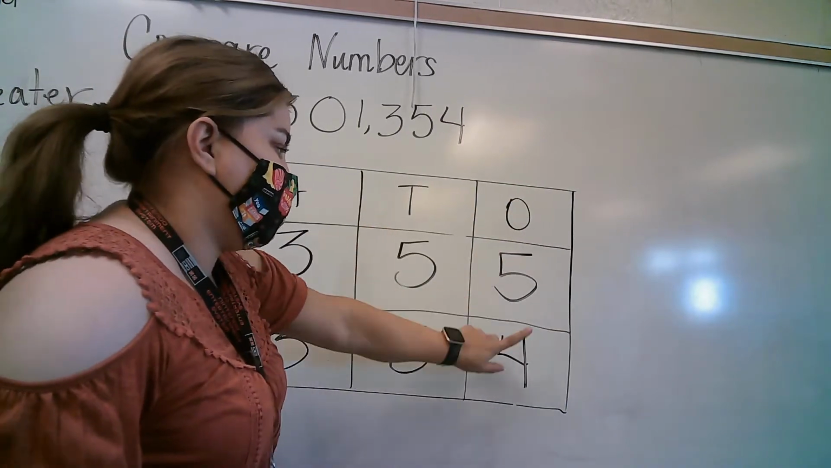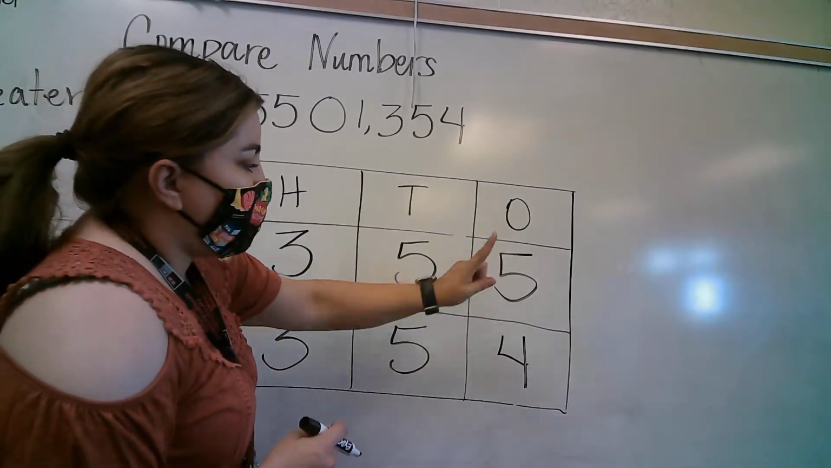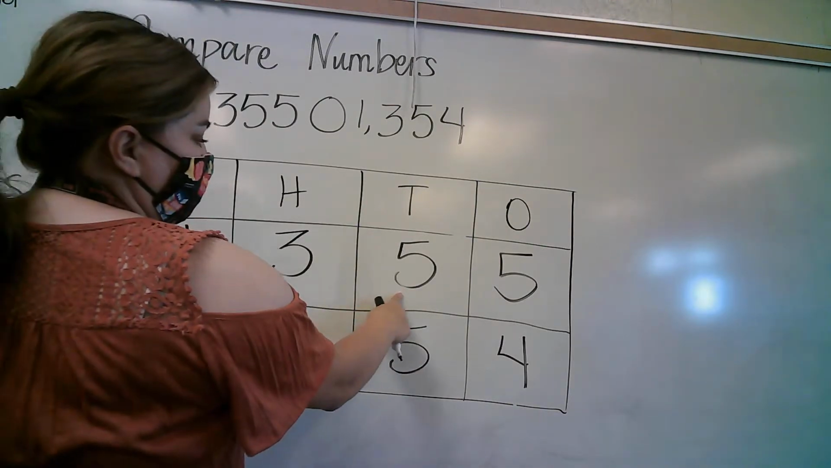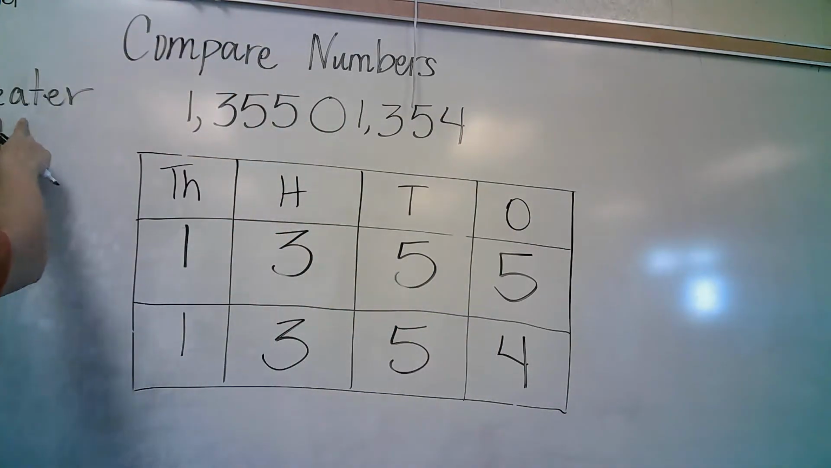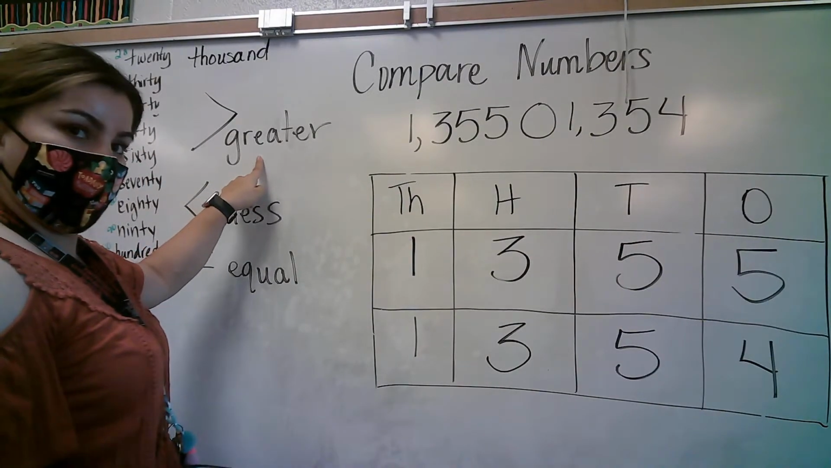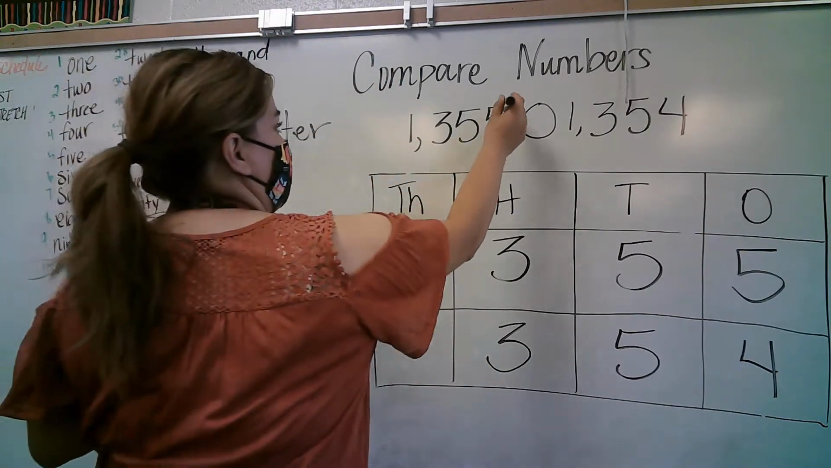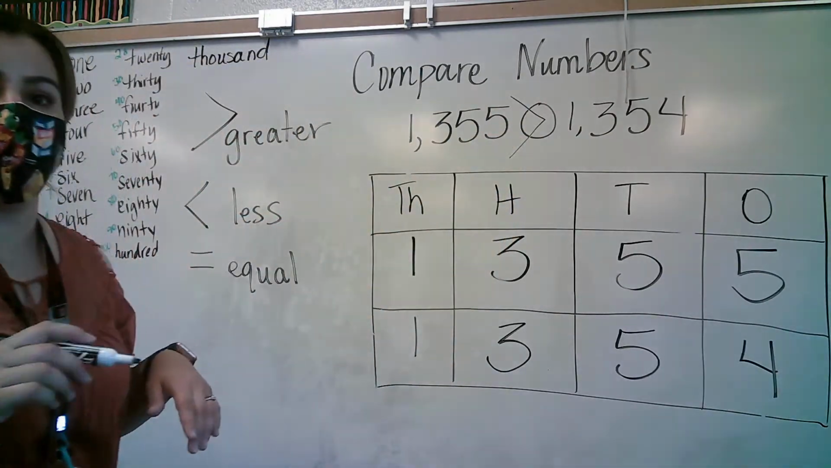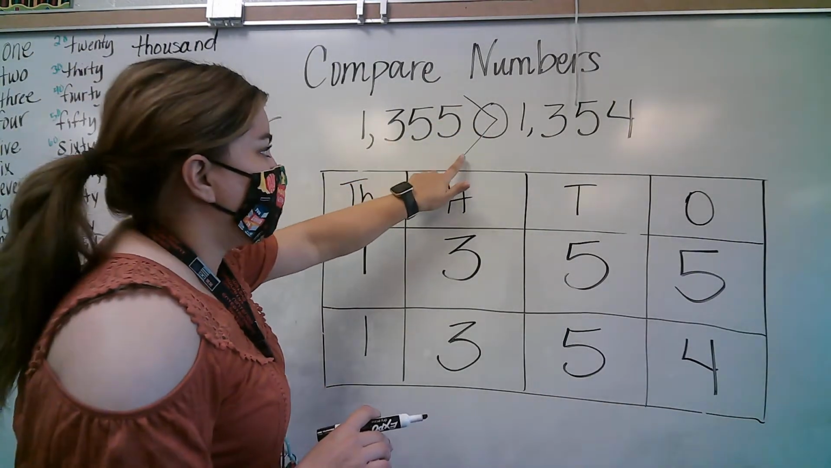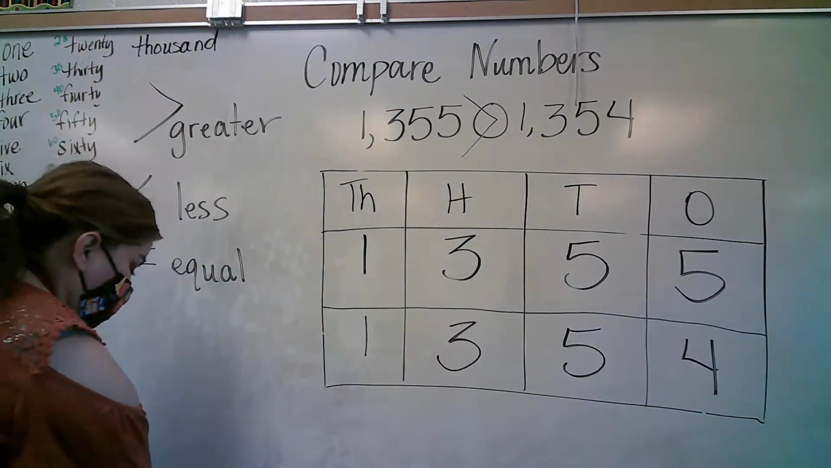I have a 5 and a 4. Are they the same? No. So now what I got to think is what is bigger, 5 or 4? 5 is bigger. So 1,355 is going to be bigger, which is greater than. And how am I going to write my sign? Which does the mouth open to? To the bigger number, right? So there it is. When I read it, 1,355 is greater than 1,354.